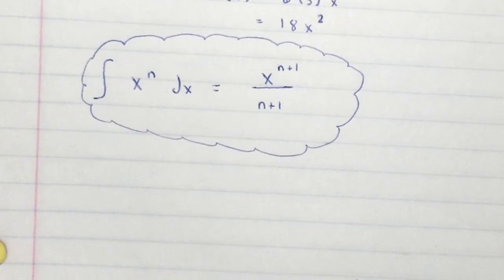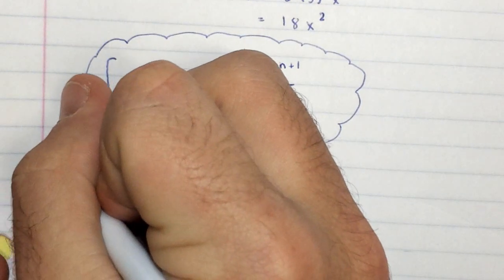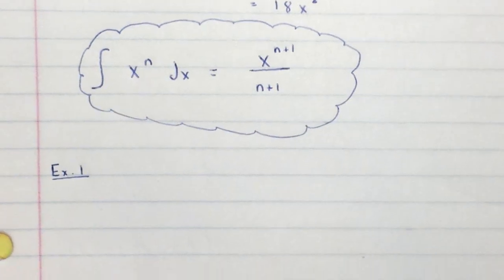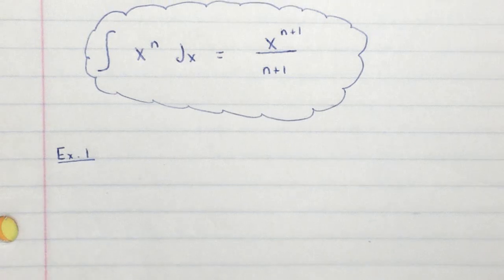Alright, let's look at some very simple examples. Example 1. We are doing x squared. Thank you, Leo. Very cool. You're welcome.